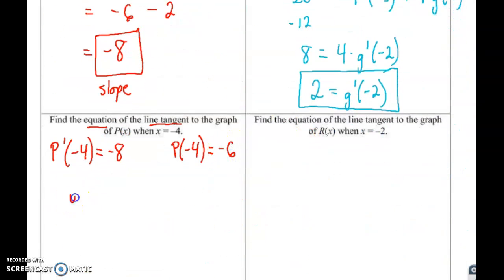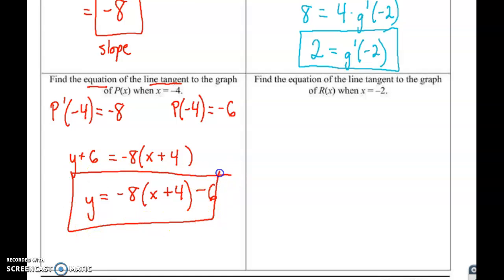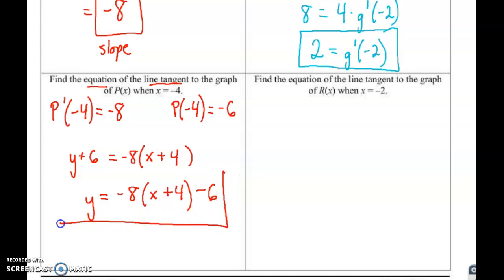So then you can use point slope form, y minus your y coordinate equals your slope times x minus your x coordinate. But we don't want to leave our answer like that. We want to solve for y. You don't even have to distribute and combine like terms. You can just leave it like this. Whoops. Messed up with my box there.